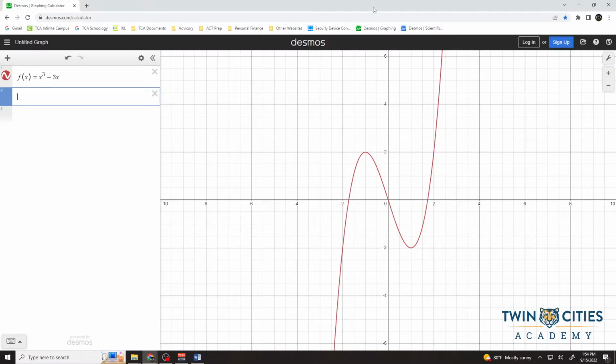So I've got a function here. This is the function f of x equals x to the third minus 3x. So this is it right here. I've got a 0 here and here at negative 1.7320 and positive 1.7320, also 0, 0. And I've got a point at negative 1, 2. That's going to be a maximum here. And I've got a minimum at 1, negative 2.